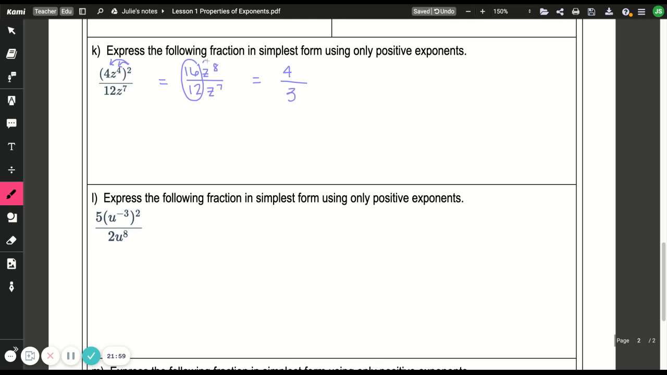Then I'm going to reduce the z's. If we're doing it my way, these 7 will cancel 7 of these. There were 8 of them. I canceled 7. That means there is only 1 left up there. So a z to the first. Make sure you have only positive exponents, no negatives.